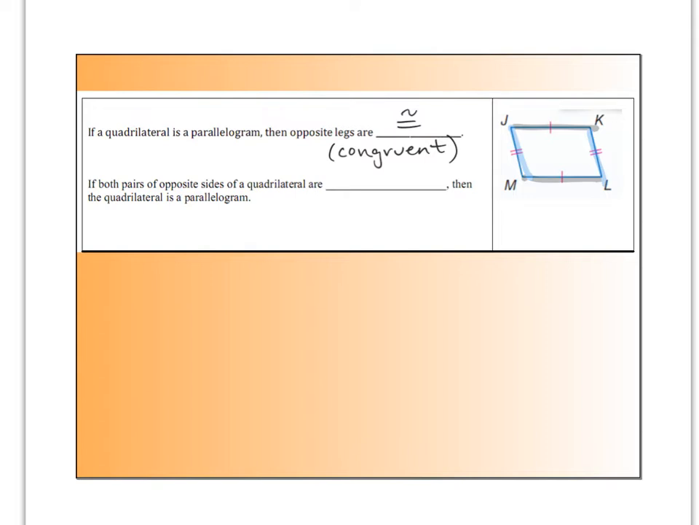Also, it goes the other way. If you see a quadrilateral that has opposite pairs of sides congruent, then you also know it's a parallelogram. So it kind of goes both ways.